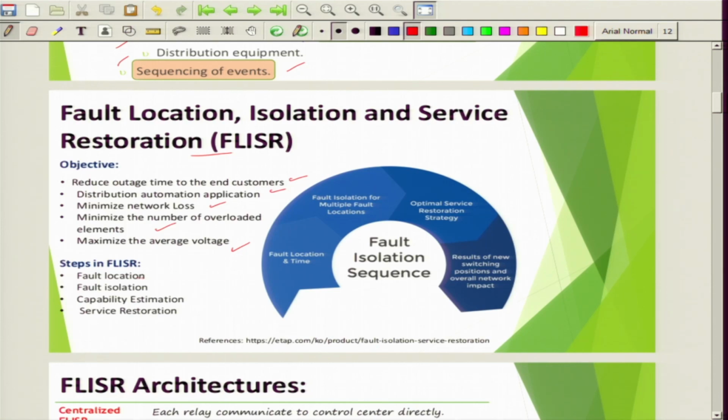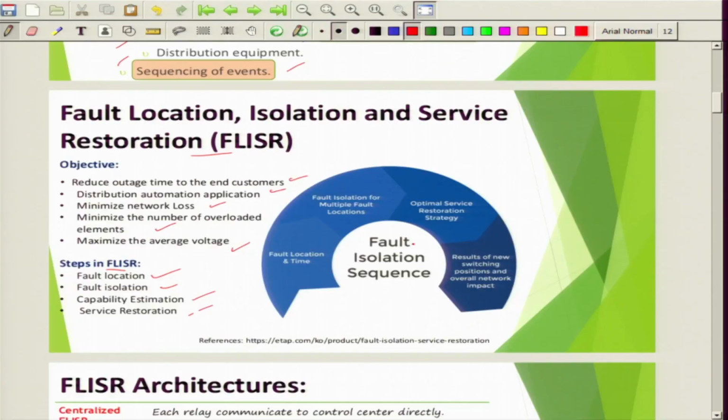And the steps in fault location, isolation and service restoration. First, as is clear to all of us, locate the fault, then isolate it, then capability estimation can happen, and then service restoration. Locate the fault, since exact fault location identification is very important, then isolate that segment of the fault location itself, and then help restore the system as quickly as possible.